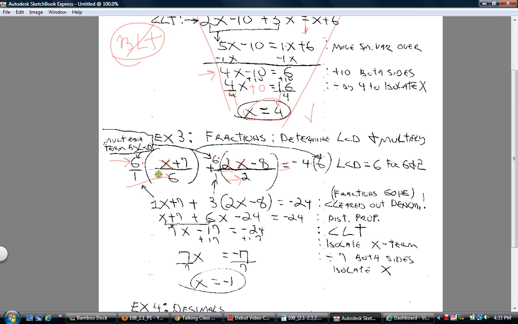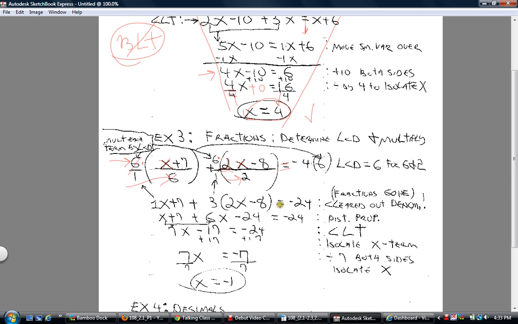Okay, when you do that, it, quote, clears out the fraction, because what's the beauty? Look at 6 in the numerator, 6 in the denominator. What happens? 6 divided by 6 is 1. What are you left with? 1x plus 7. Over here, 6 divided by 2 is 3 times the parentheses, 2x minus 8.